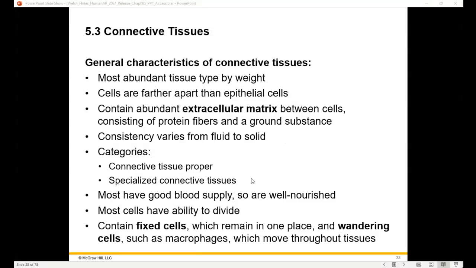The categories of connective tissues include connective tissue proper and specialized connective tissues. Most have good blood supply, so they're well nourished, and most cells have the ability to divide. They contain fixed cells, which remain in one place, and also wandering cells like macrophages, which move throughout the tissues.